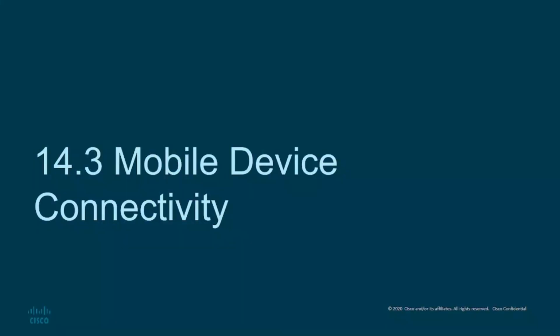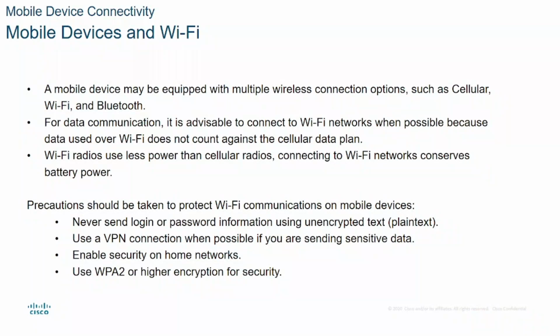Let's look at mobile device connectivity. A mobile device may be equipped with multiple wireless connection options such as cellular, Wi-Fi, and Bluetooth. For data communication, it is advisable to connect to a Wi-Fi network when possible because data used over Wi-Fi does not count against the cellular data plan. Wi-Fi radios use less power than cellular radios. Connecting to Wi-Fi networks conserves battery power. So your phone battery lasts longer when using Wi-Fi than when it uses its cellular data.